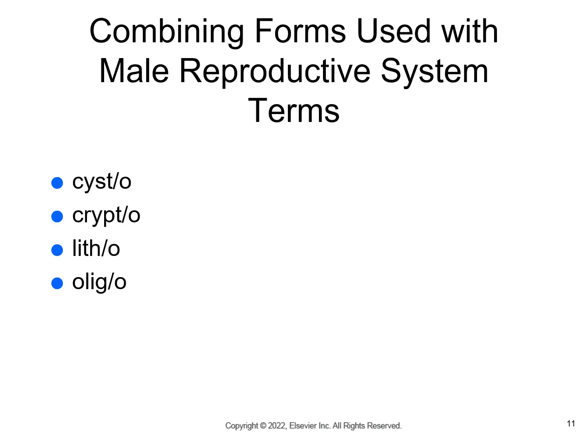Looking at just some combining forms alone, and the majority of these we've seen in previous chapters. Cysto means bladder or sac. Crypto means hidden. Litho means stone or calculus. And oligo means scant or scanty or few.